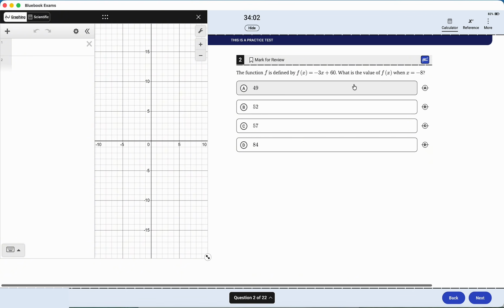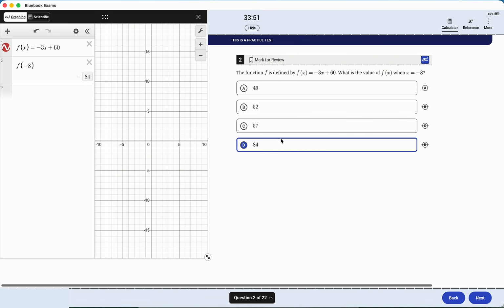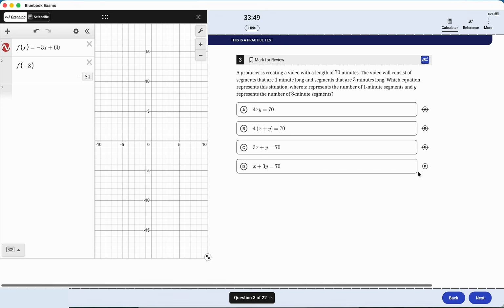Number two, a function question. These are also pretty simple. You could probably evaluate that mentally, but also remember with Desmos, we just type this in, right? They're telling us x is -8. Throw that in there. We get 84. No mistakes. Next one is just a reading one.